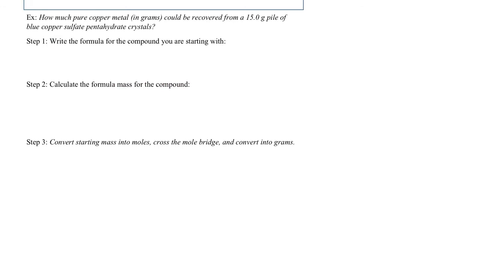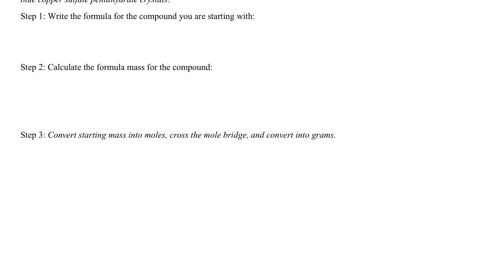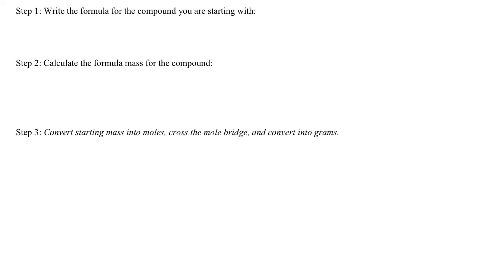Now, the first thing that we need to do is have some conversion factors that let us go between moles and grams. In order to do that, we're first going to start with the formula of the starting material. As we learned earlier, we can write down the formula for a hydrated salt by using the dot notation. So here we have the formula for copper(II) sulfate pentahydrate.